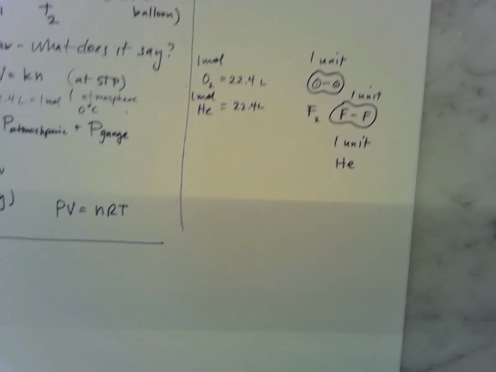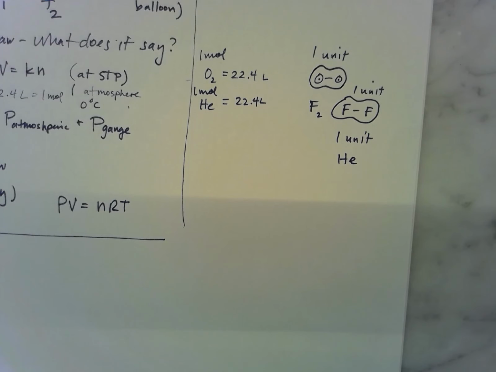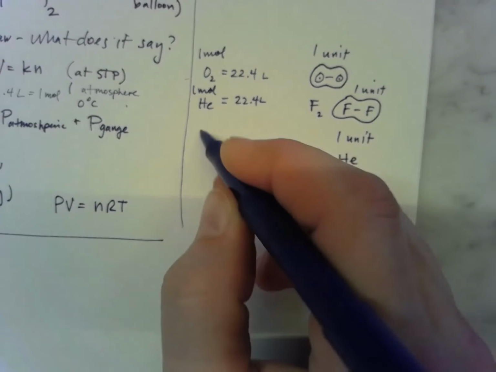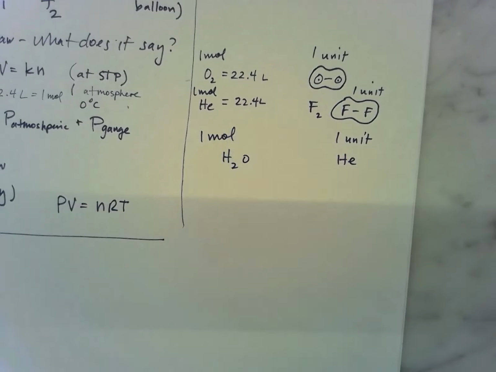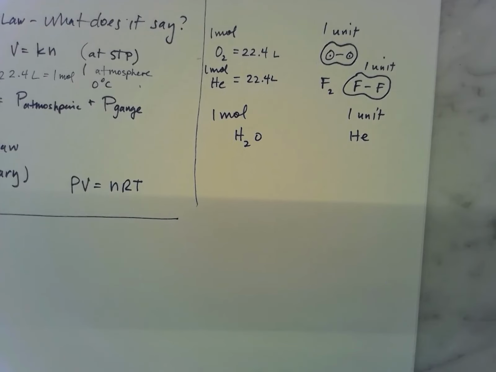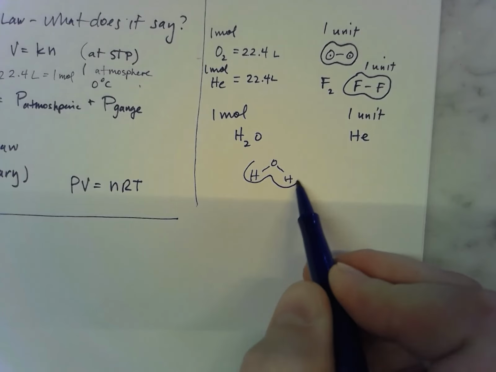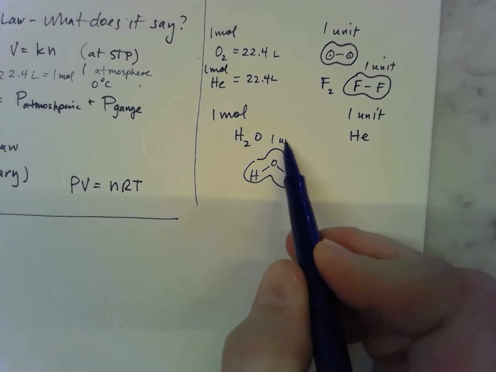So don't get confused about the number of atoms. That doesn't matter. The number of molecules matters. Whether that molecule is a single helium or a double oxygen, double fluorine, S8 molecule, whatever it is, molecules of H2O. So 1 mole of H2O is kind of what we've been talking about, but this is a real important application of it here. So that H2O acts as 1 unit.